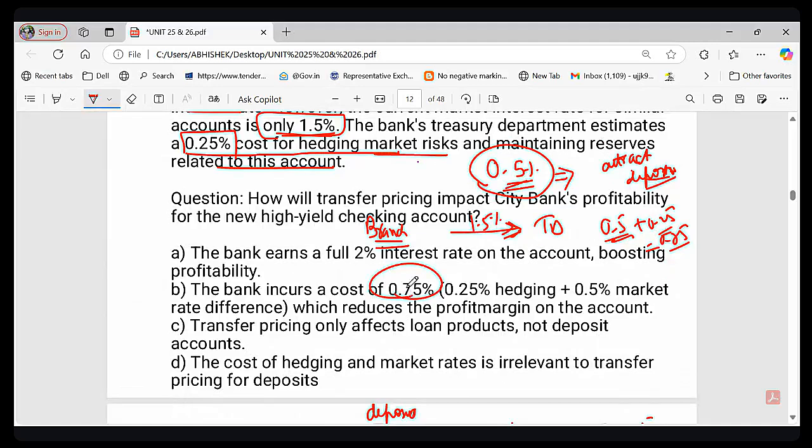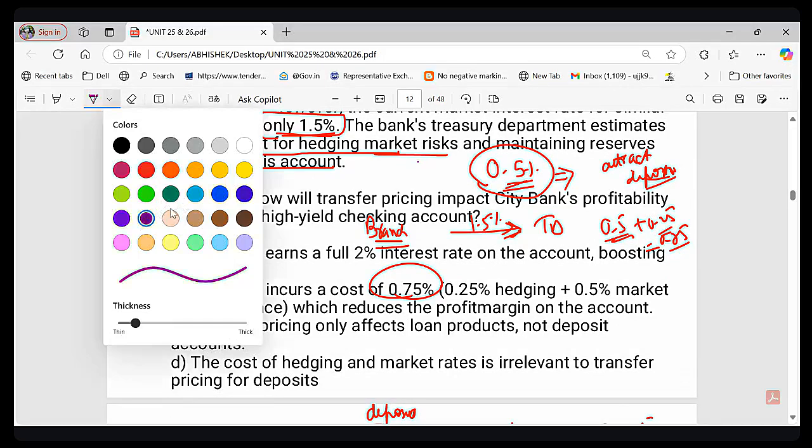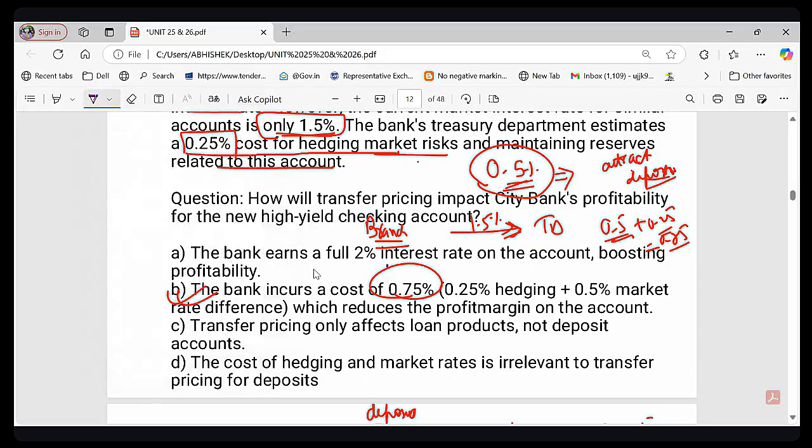So that's why option B is correct. Why is option A incorrect? Let's see. Option A is saying that the bank earns a full 2% interest rate on the account. That is incorrect because the bank paid 2% to the depositor.